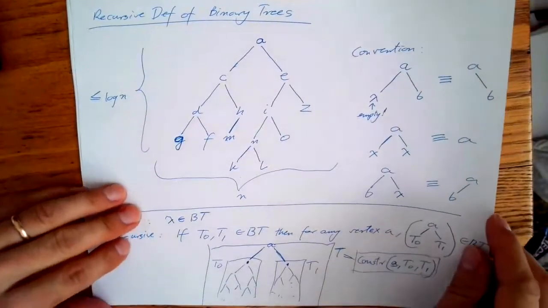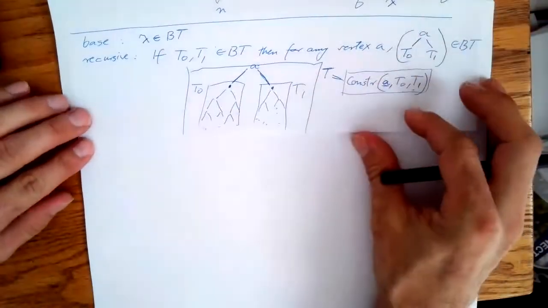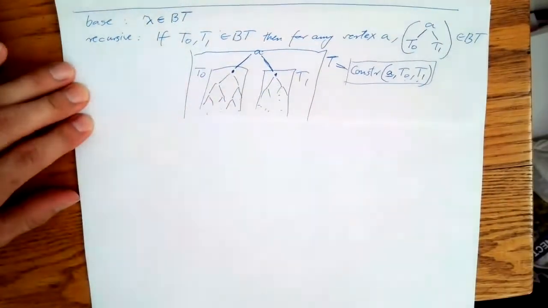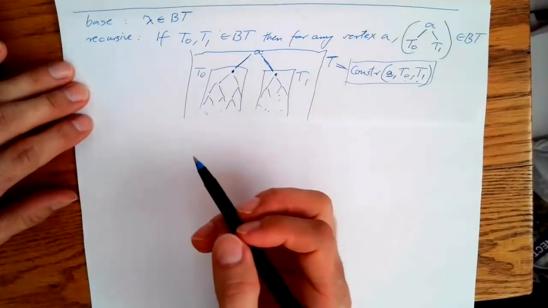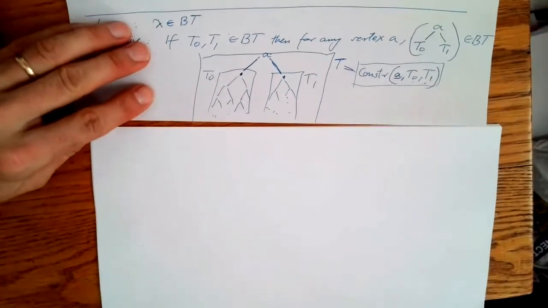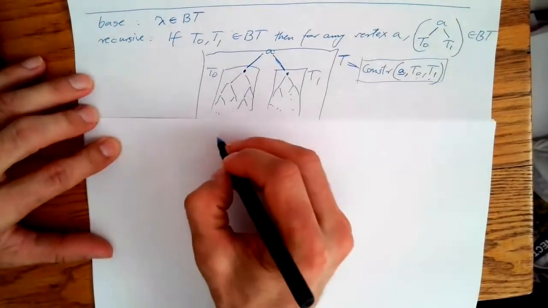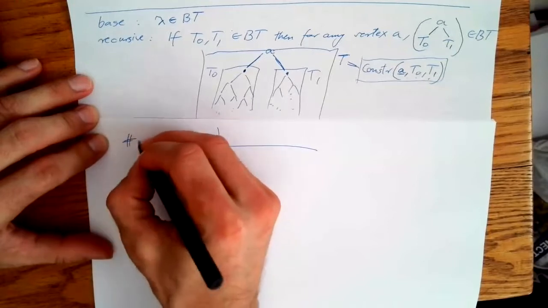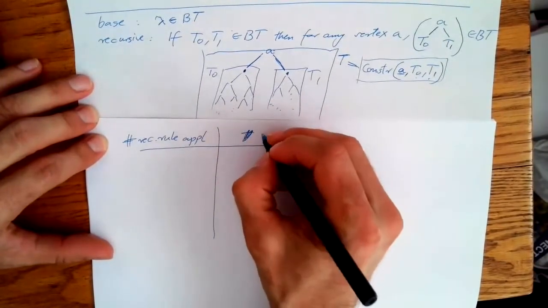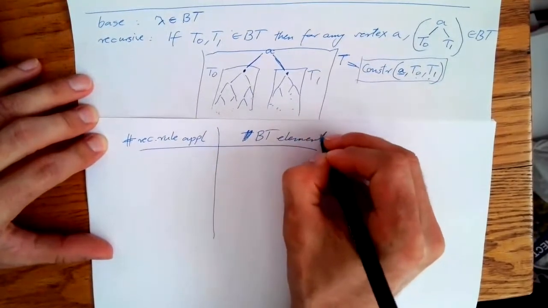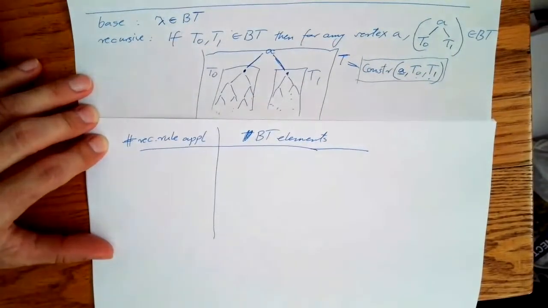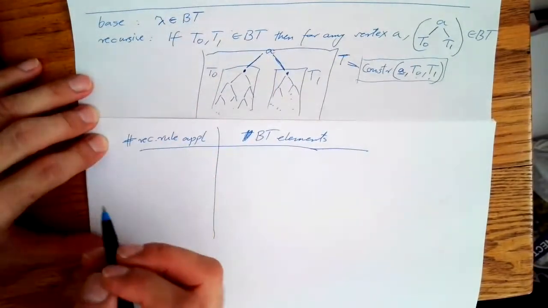Okay, let's look. So this is our recursive definition. Let's do what we always did, which is check what kind of objects this constructs. In other words, let's look at the number of recursive rule applications and trees in BT. So in other words, elements of the set of binary trees that I apparently constructed using this recursive code. Let's see how this recursive code operates.